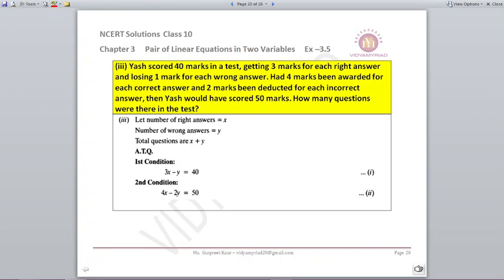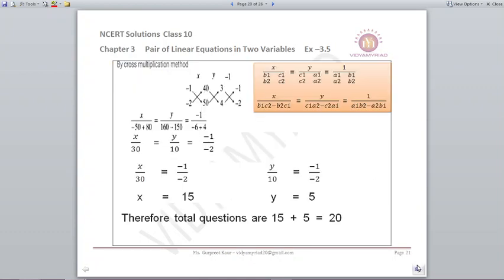For case 2, we have 4 marks awarded for correct and 2 marks deducted for incorrect. So 4x minus 2y is equal to 50. We have both the equations. By cross multiplication, we get x upon 30 is equal to y upon 10 is equal to minus 1 upon minus 2. So x comes out to be 15 and y comes out to be 5. So they are asking, so therefore the total questions will be 15 plus 5, which is equal to 20.